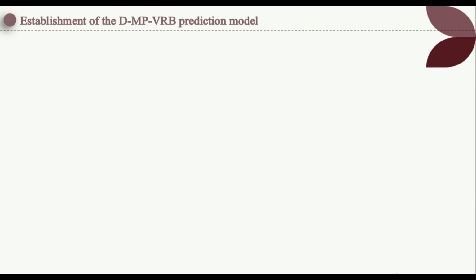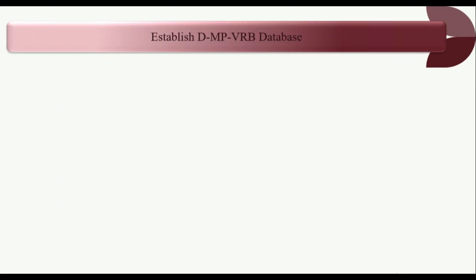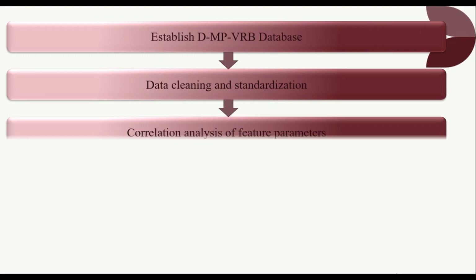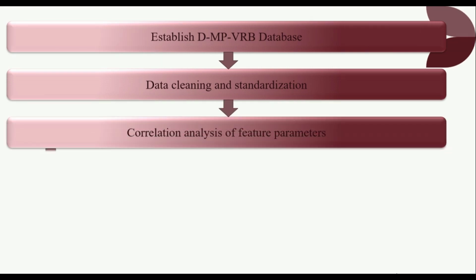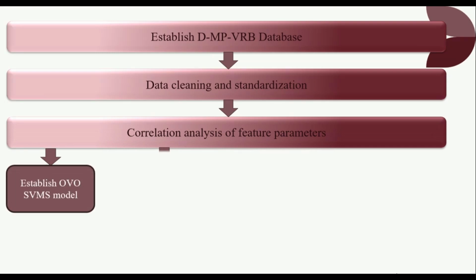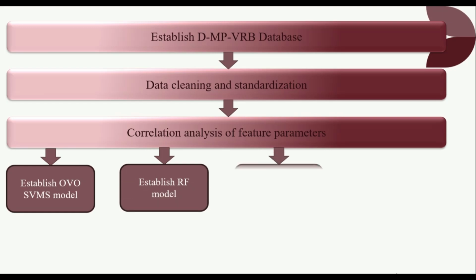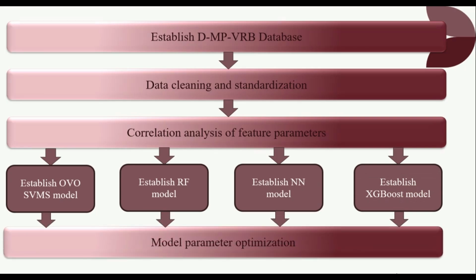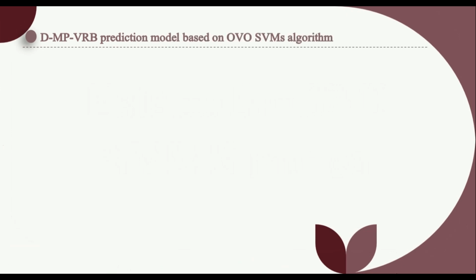The process for establishing the DMP-VRB prediction model involves the following steps. 1. Establish DMP-VRB database. 2. Data cleaning and standardization. 3. Correlation analysis of feature parameters. 4. Employ algorithms such as one versus one support vector machines, random forest, neural networks, and XGBoost for model development. 5. Model parameter optimization, beginning with the DMP-VRB prediction model based on OVO SVM's algorithm.